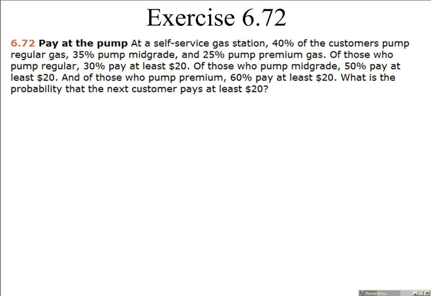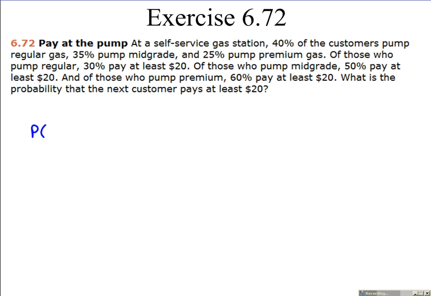At a self-serve gas station, 40% of the customers pump regular gas, 35% pump mid-grade, 25% pump premium. Of those who pump regular, 30% pay at least $20. Of those who pump mid-grade, 50% pay at least $20. And those who pump premium, 60% pay at least $20. What is the probability that the next customer pays at least $20? Well, there's three different things that could happen here.